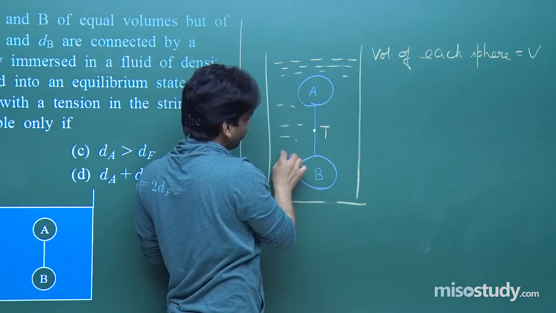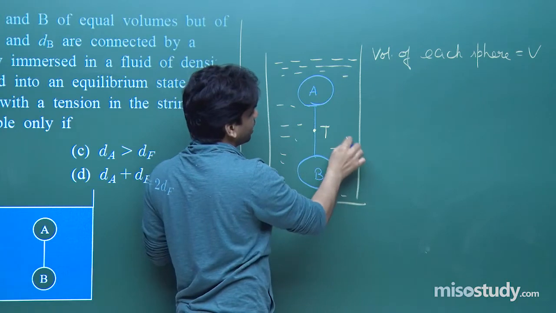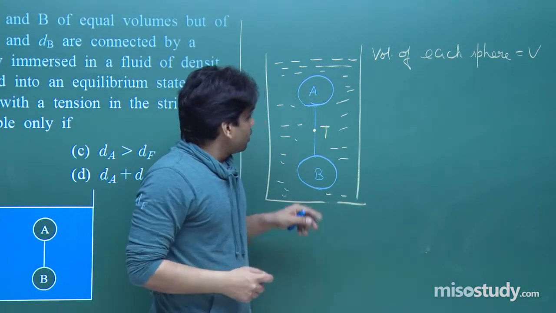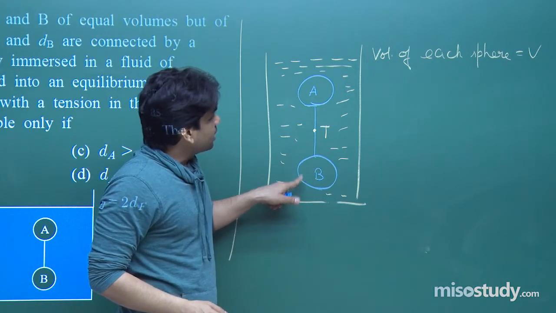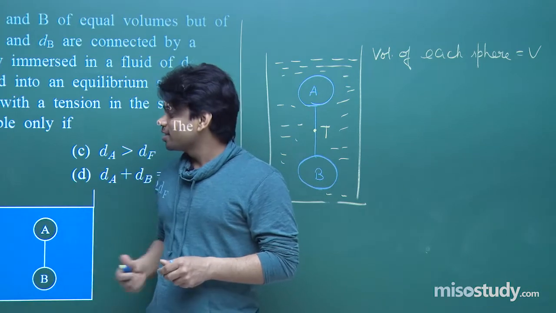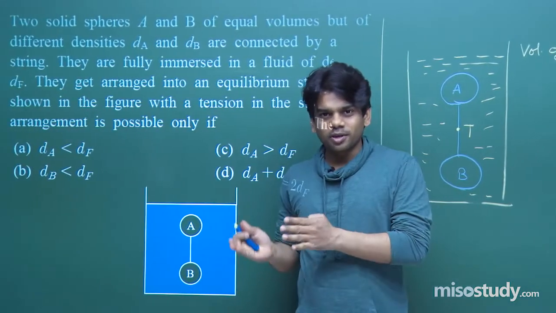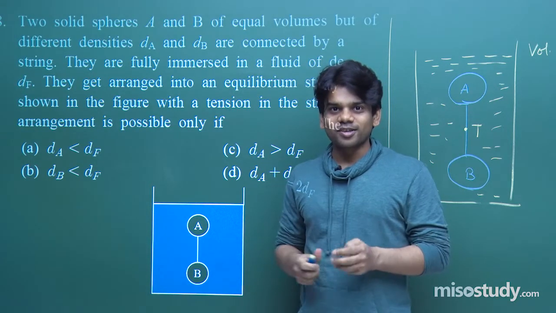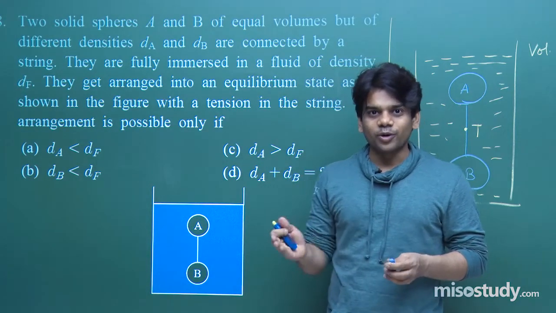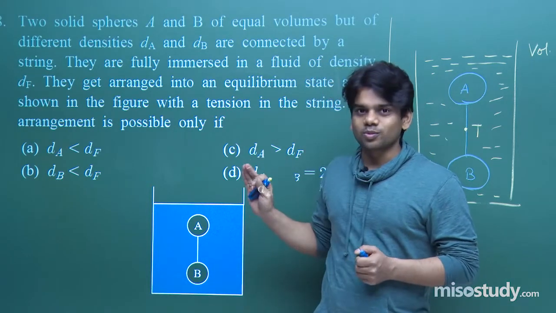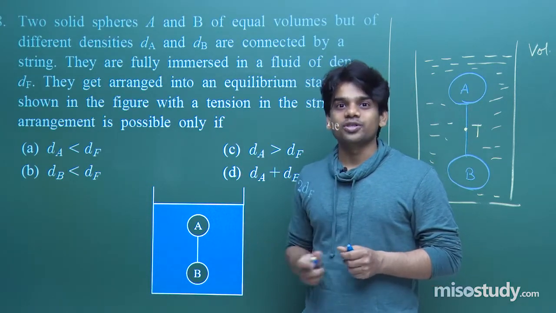The question is nearly similar to what we have done in the previous one. But here we have to comment on the densities. B is in the downward direction and A is here. Already you must be having an idea because a similar question has been done. JEE can repeat the similarity of questions; they're not repeating exactly the same questions, but similar kinds of questions can be there.